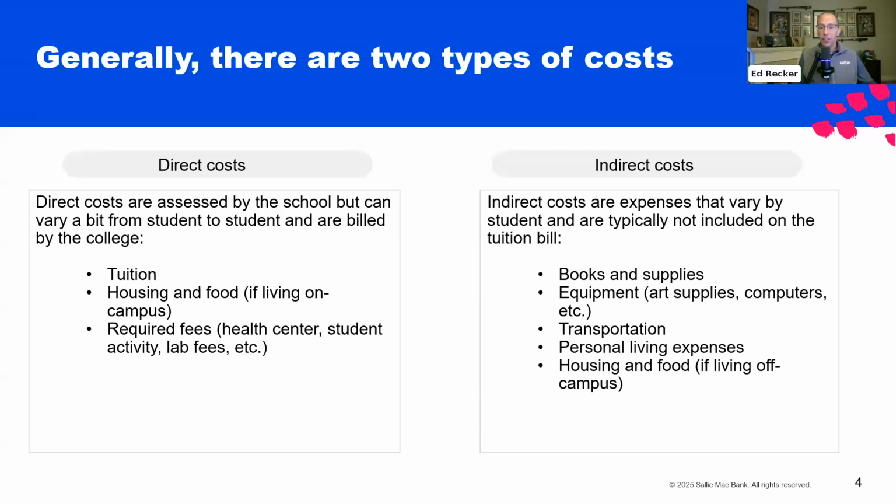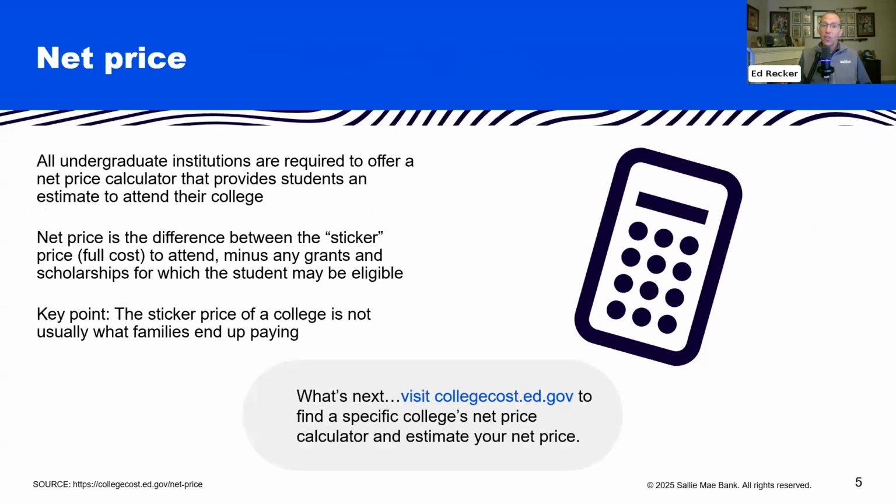So this is part of that foundation. We want to make sure that we understand that there are direct costs and there are indirect costs. Now, another fundamental piece is what's called a net price. Net price is really an equation. And I'm not going to go too deep into the math, but realistically, what net price is, is what we would call the sticker price.